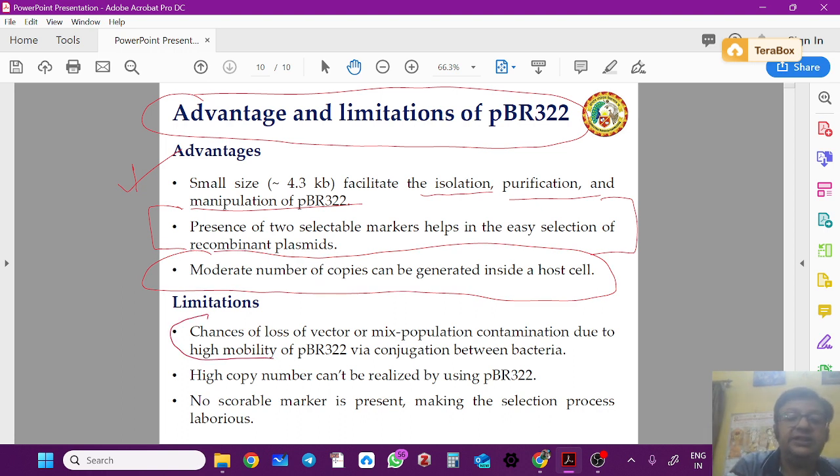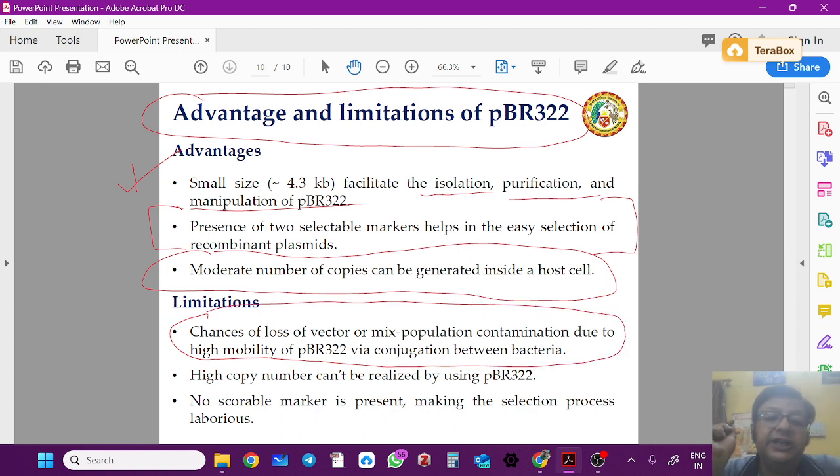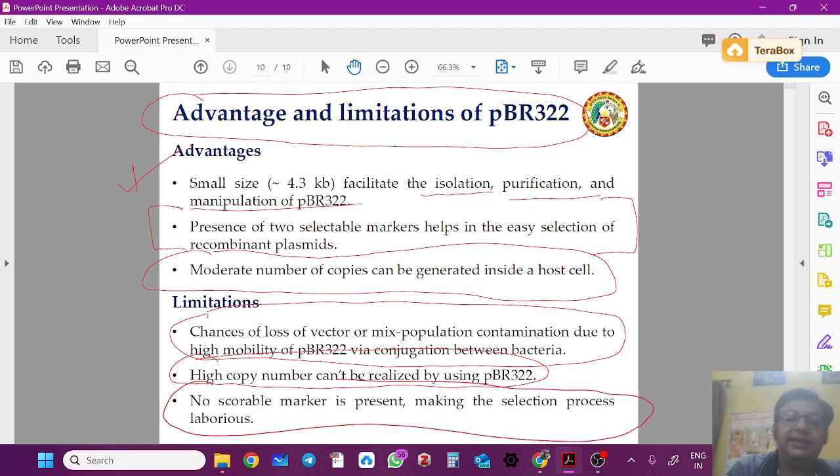Limitations: chances of loss of vector and mixed population contamination due to high mobility of pBR322 via conjugation between bacteria. Suddenly you have transformed it, it copies and goes into another bacterium, and that bacterium also becomes transformed. High copy number can't be realized. No screenable marker is present, making the selection process laborious. You don't have an X-gal blue-white selection.